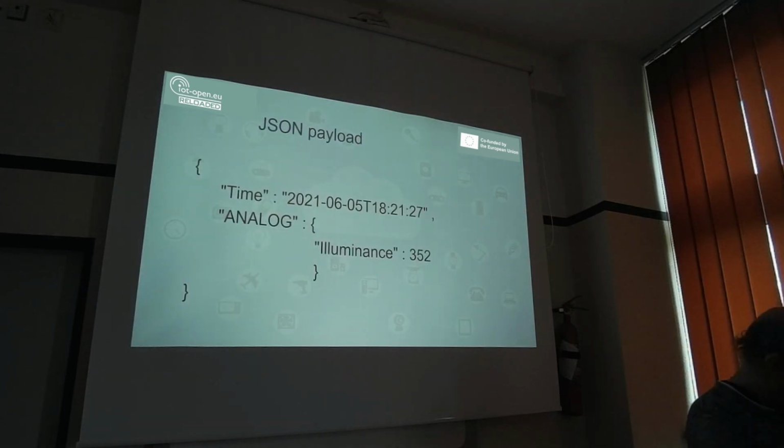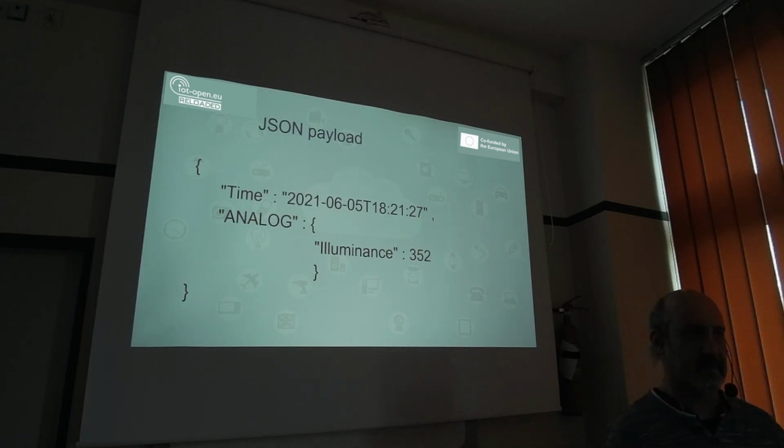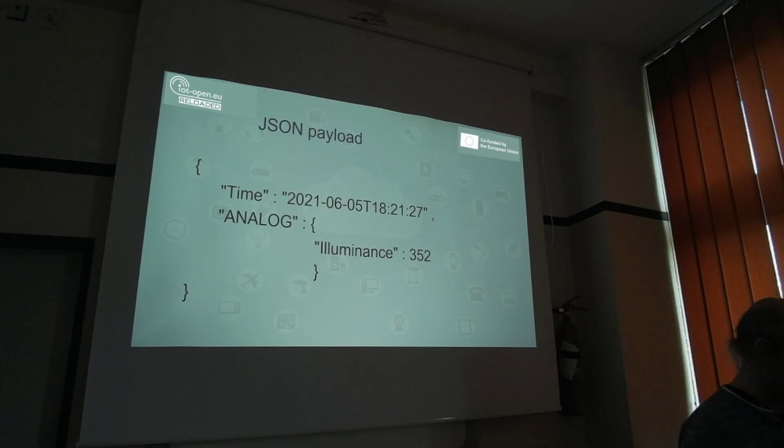So we can say if we reformat it to a JSON compatible string, or compatible record, it looks like this. So to parse this JSON record, we need to find the analog field and the illuminance field, and here we have the value of this field.